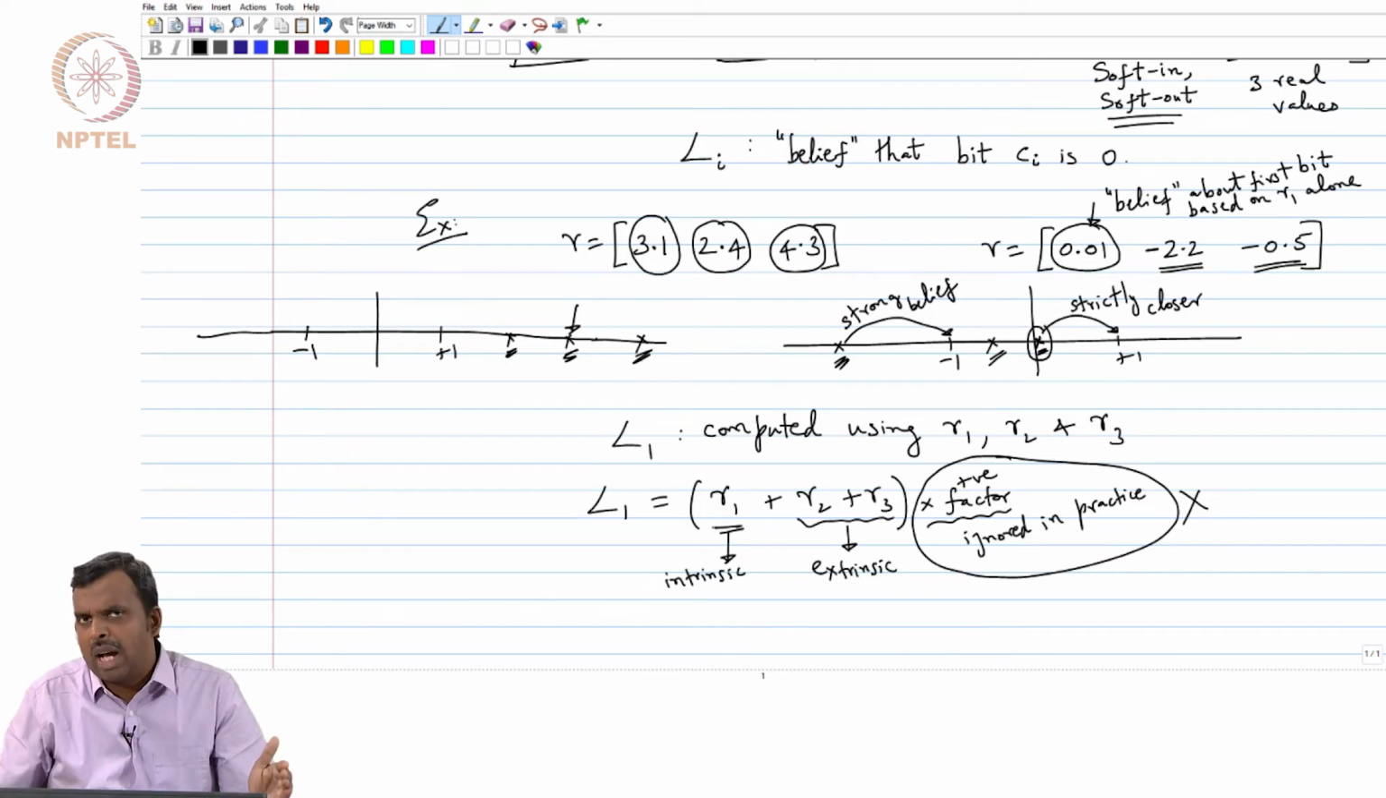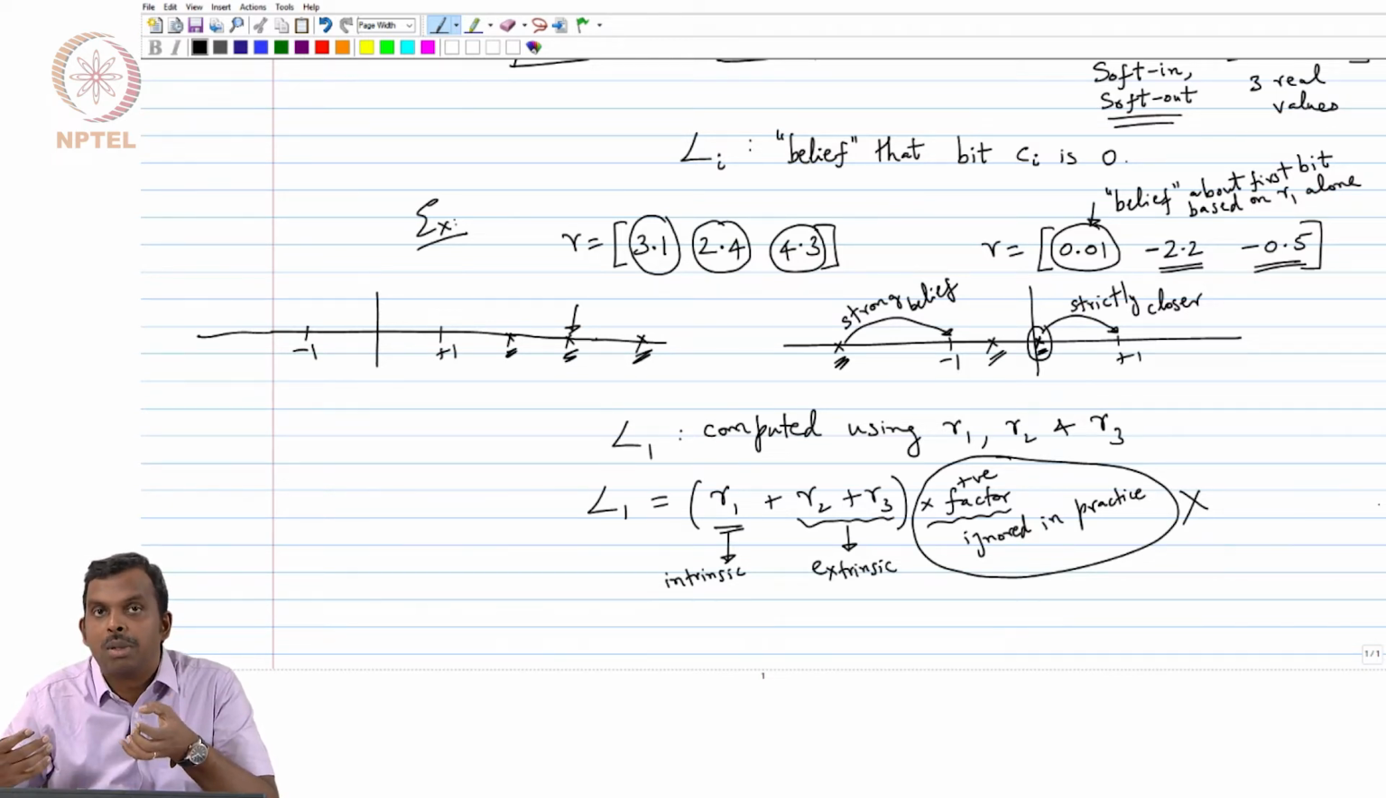And why do I have to add these three? One can do a small probabilistic derivation here. I am going to do it very quickly, but the moral of the story is you can see intuitively why this is R1 plus R2 plus R3. The same bit was transmitted 3 times, so you are allowed to add the 3 received values to get the total belief for every bit.